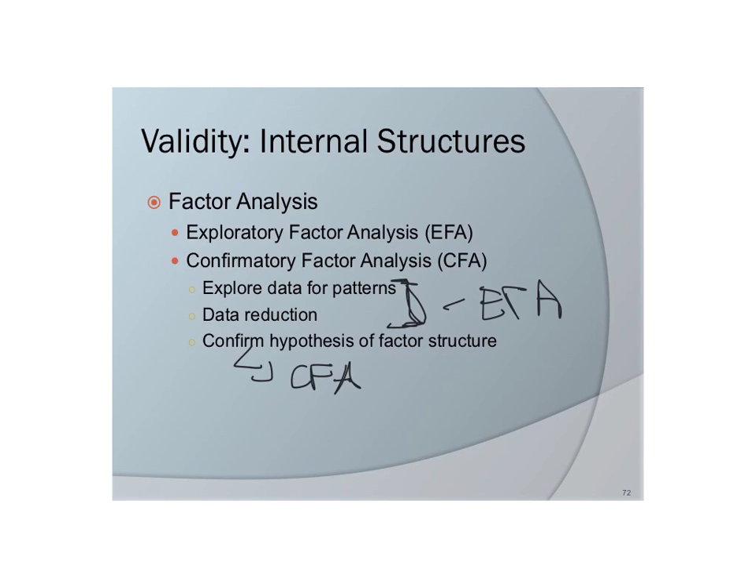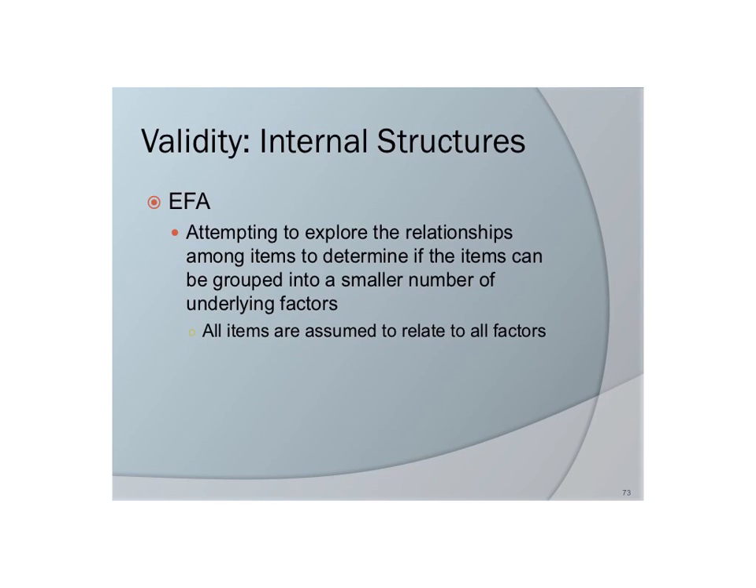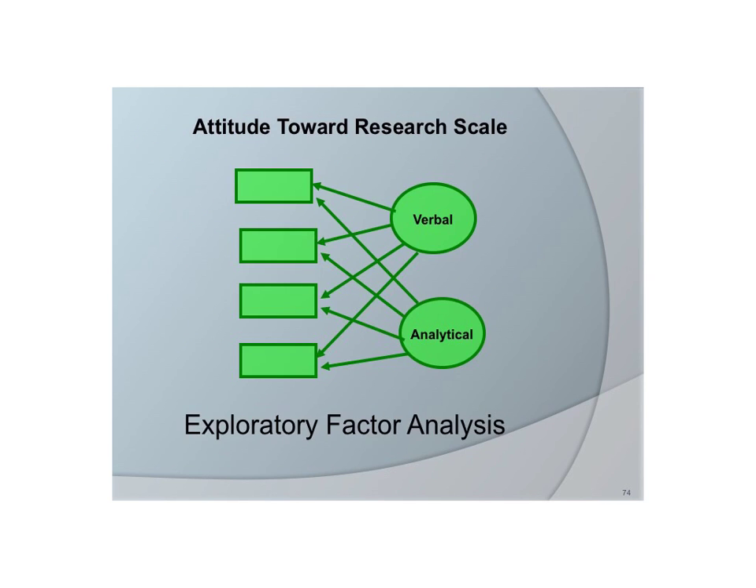This is another reason why EFA and CFA is very difficult to do. So EFA attempts to explore the relationships among items to determine if the items can be reduced down into a smaller number of factors, assuming that all items are related to all factors until we have evidence to suggest otherwise. Visually, it looks like this.